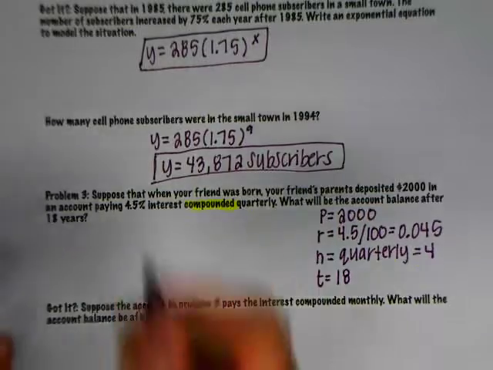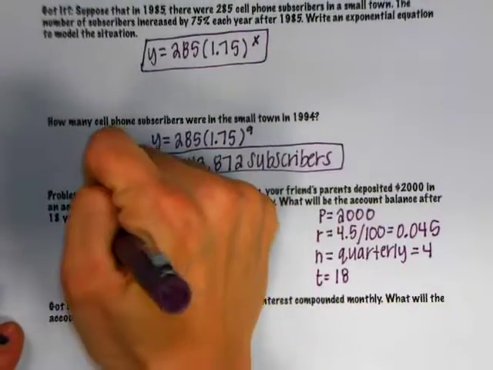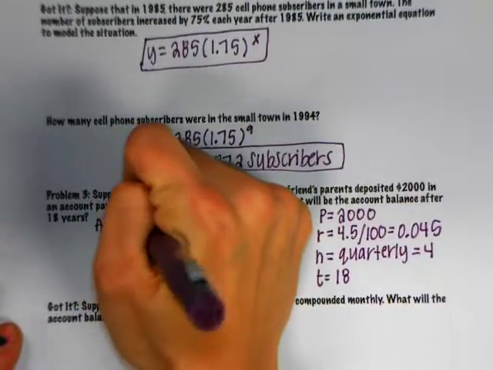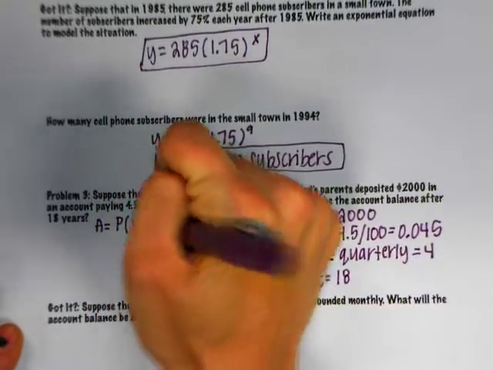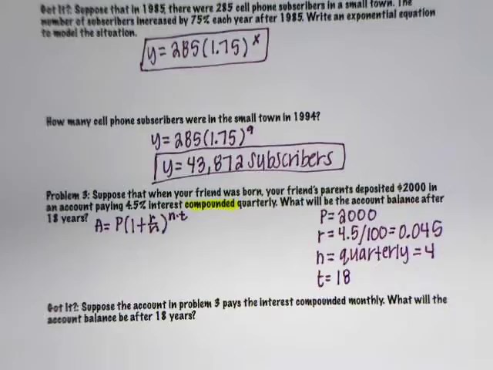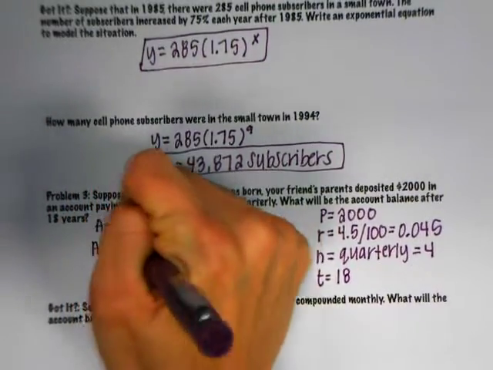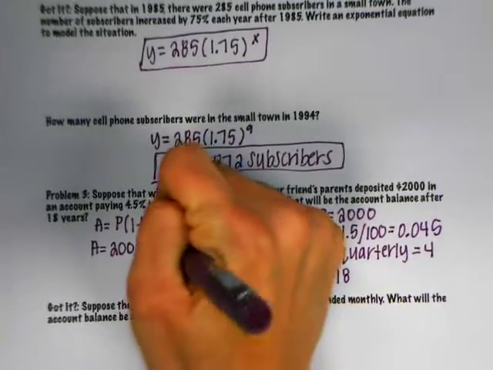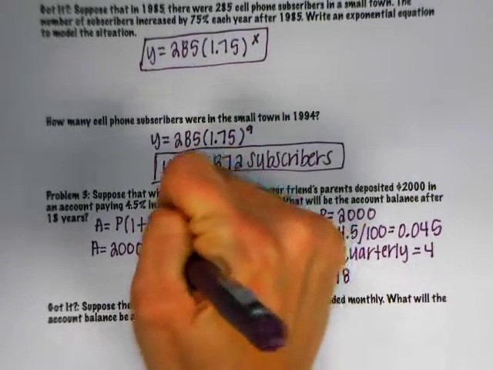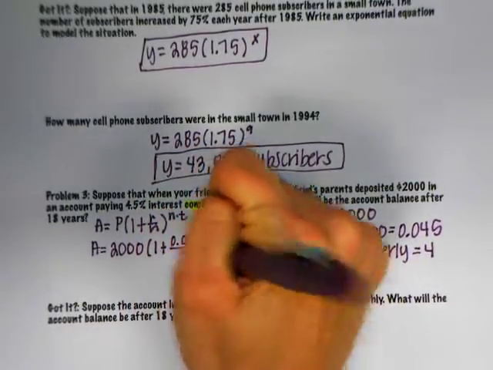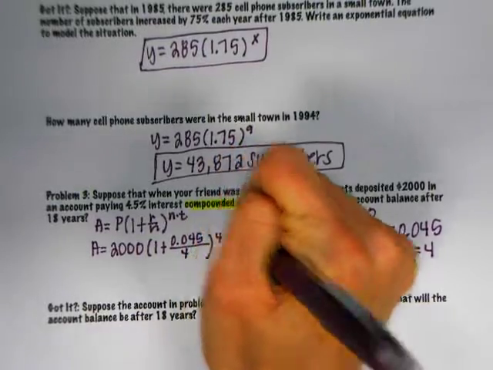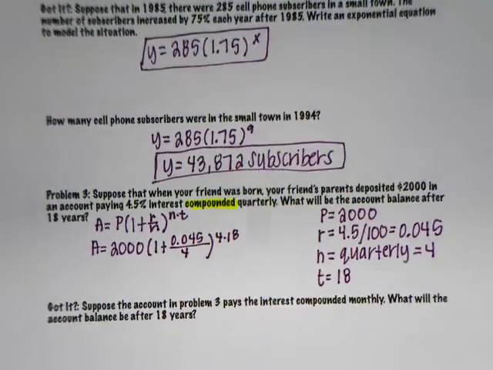Okay, so remember your formula. A equals P times 1 plus R over N, to the N times T power. So let's plug all that in. It should look like that. Did I say N times T at the top? Yeah.